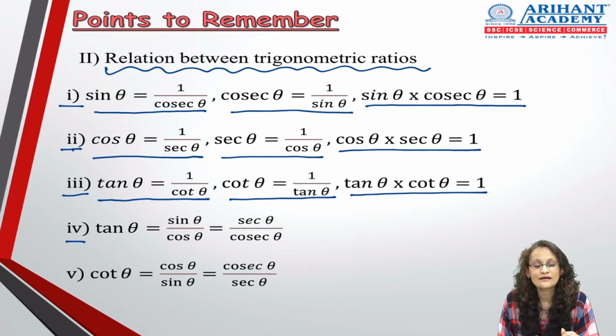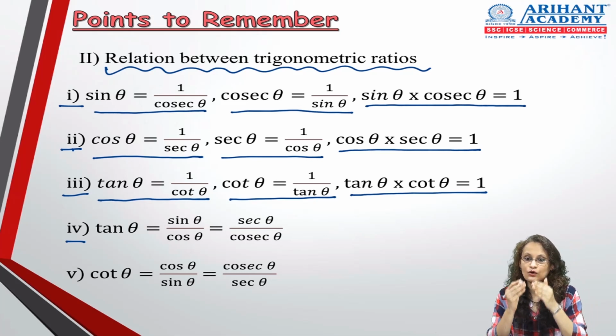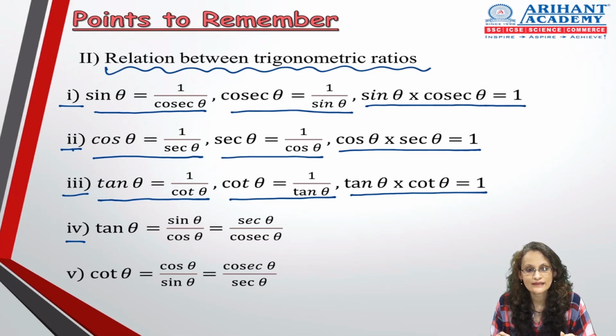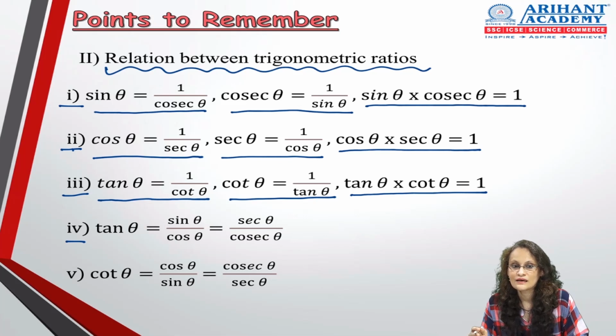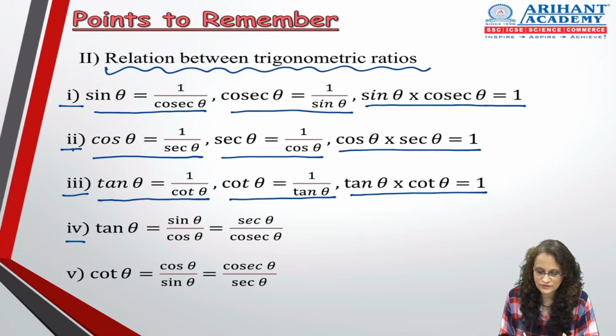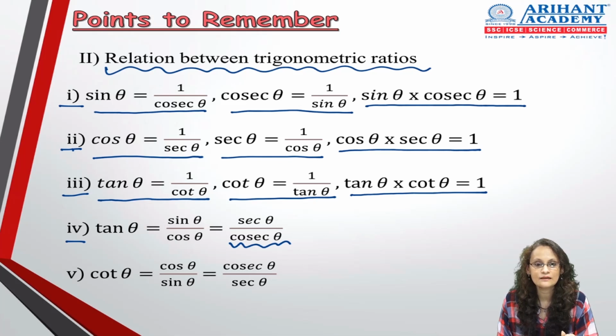Okay, so next, the fourth formula. Tan theta is sin theta upon cos theta. Matlab, when I divide sin by cos, I will get tan. So, tan theta is sin theta upon cos theta. उसी का और एक एक्सटेंशन है sec theta upon cosec theta. मतलब sin upon cos is one part of the formula. And it's related, one more additional part is sec theta upon cosec theta.